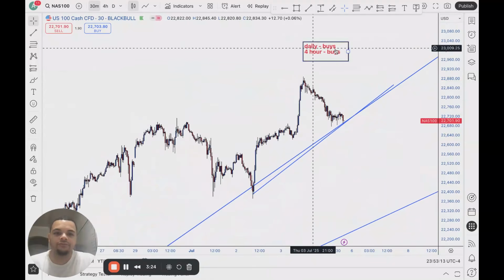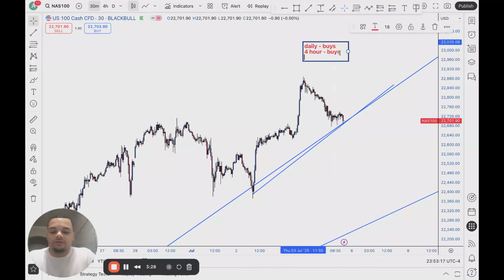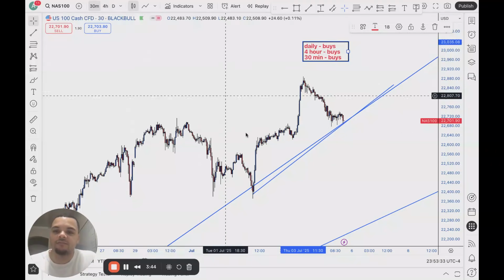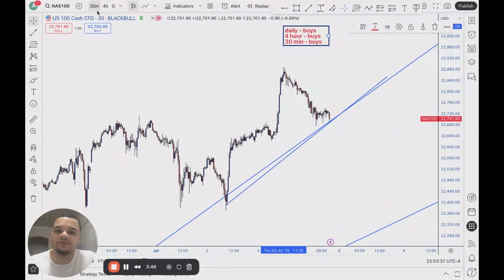All right. Daily buys, 4 hour buys, 30 minute buys. Where am I coming up with this daily, 4 hour, 30 minute? I have it over here in the time frame. These are the only time frames I need. Basically it shows me where the market's at in each of these time frames.